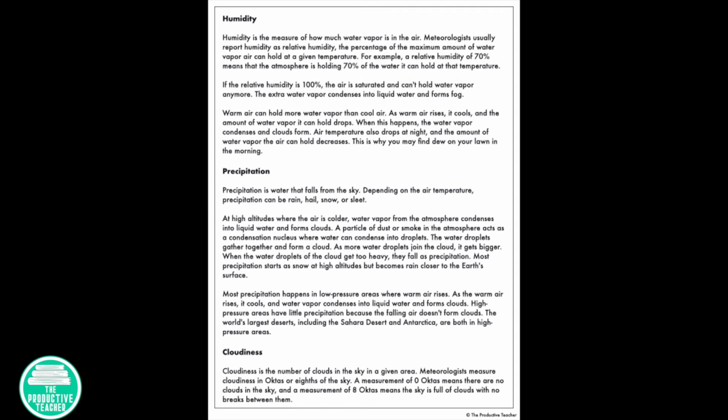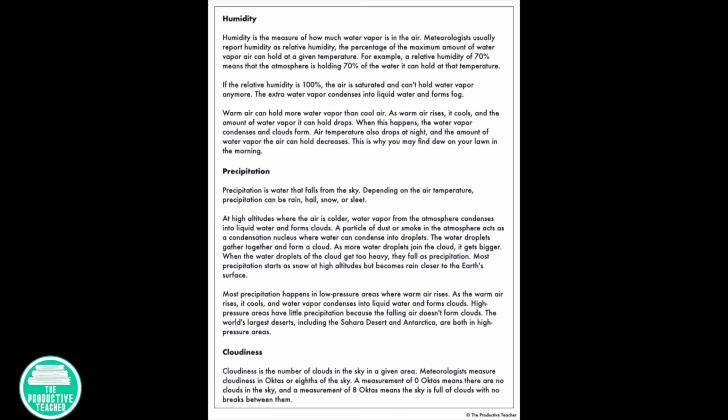Precipitation. Precipitation is water that falls from the sky. Depending on the air temperature, precipitation can be rain, hail, snow, or sleet. At high altitudes, where the air is colder, water vapor from the atmosphere condenses into liquid water and forms clouds. A particle of dust or smoke in the atmosphere acts as a condensation nuclei where water could condense into droplets. The water droplets gather together and form a cloud.